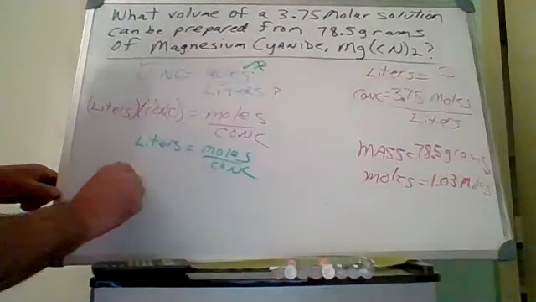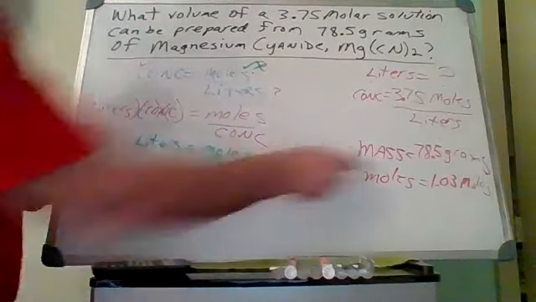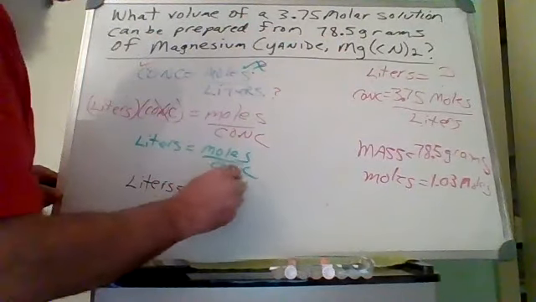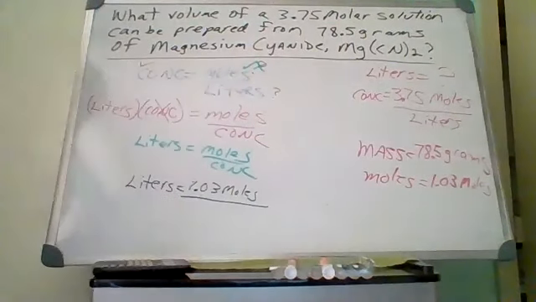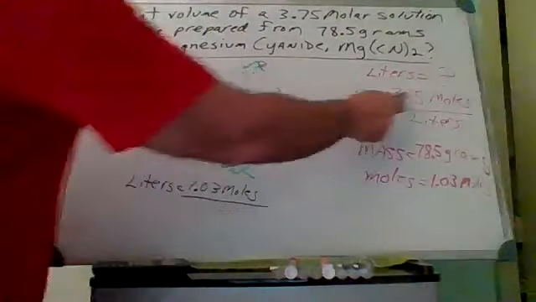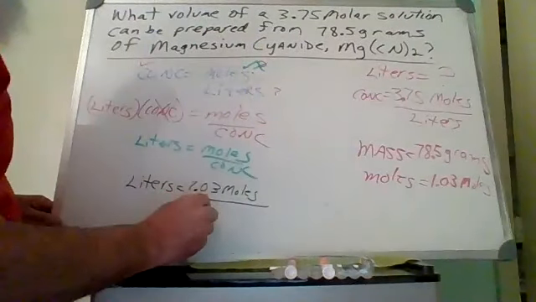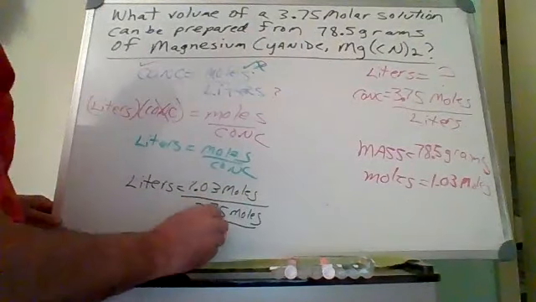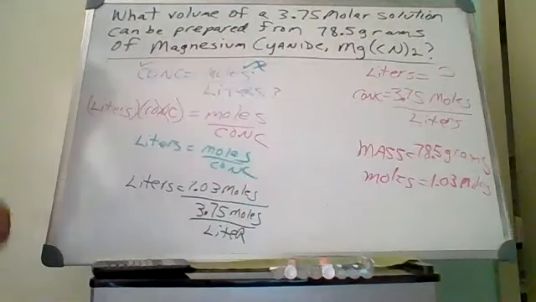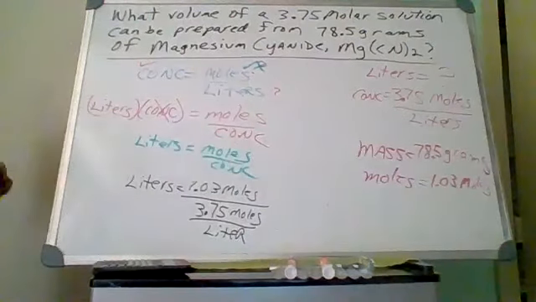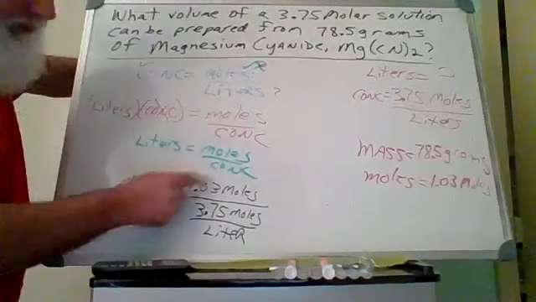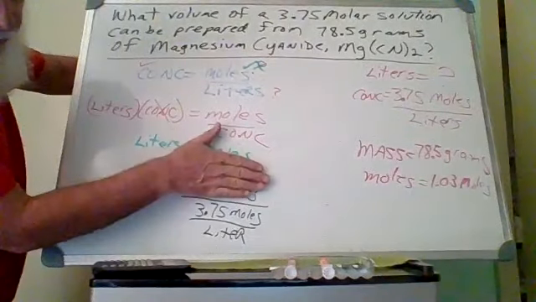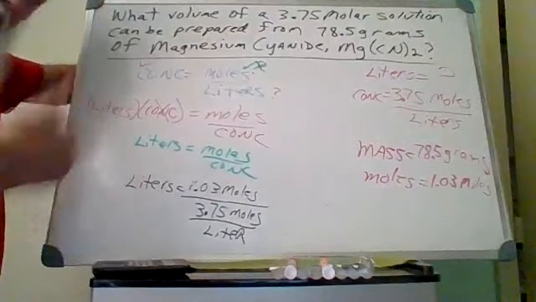Liters equals moles, right there, 1.03. I also have that in my calculator memory, divided by the concentration, which is 3.75 moles per liter. Okay. Now, here we have one fraction being divided by another one. So there's our A over B, our first fraction. There's our bottom fraction, C over D. We should do A over B over C over D.